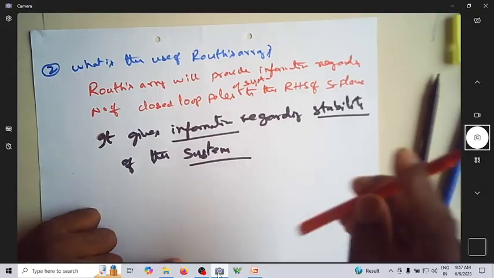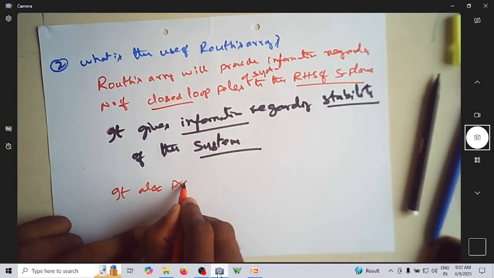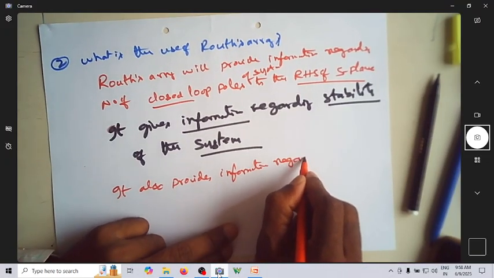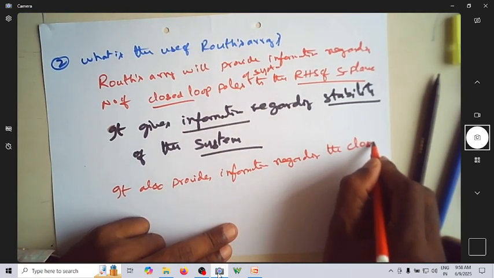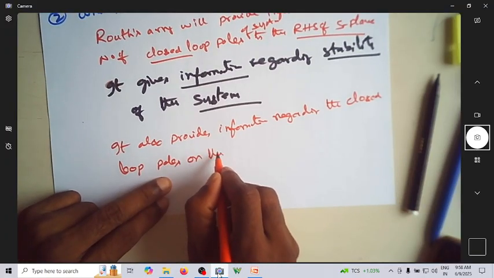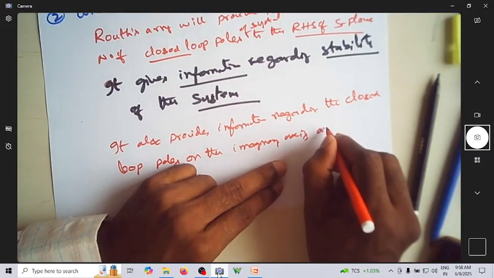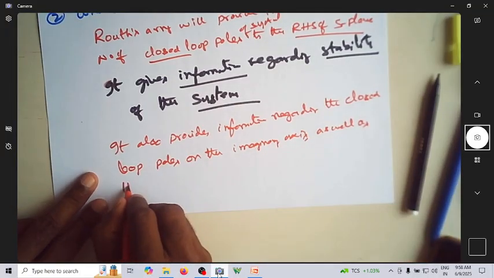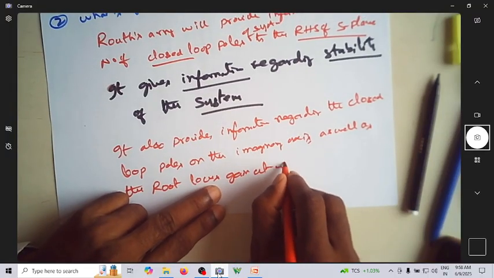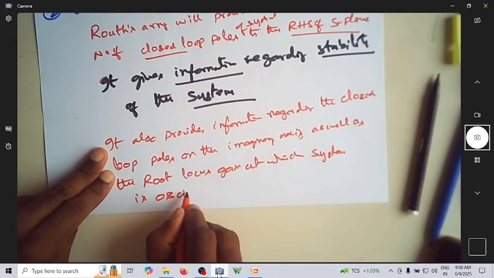Along with the closed loop poles on the right hand side, it also provides information regarding the closed loop poles on the imaginary axis, as well as the root locus gain at which the system is oscillatory.